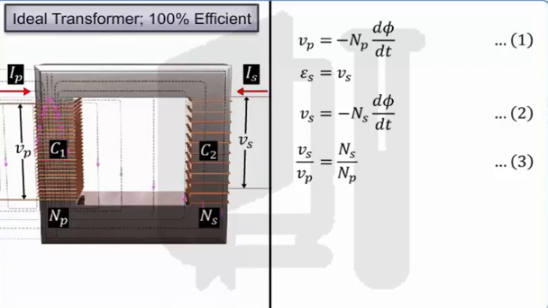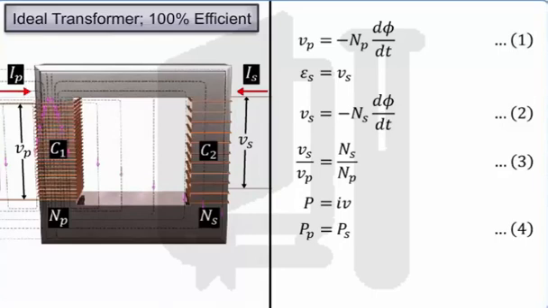We know that power P is the product of the current I and the voltage V. Hence, we get P is equal to IV. Now, for an ideal transformer, we have power in the primary coil, PP, equal to power in the secondary coil, PS. Let this be equation 4. This can be written as IP into Vp is equal to Is into Vs.